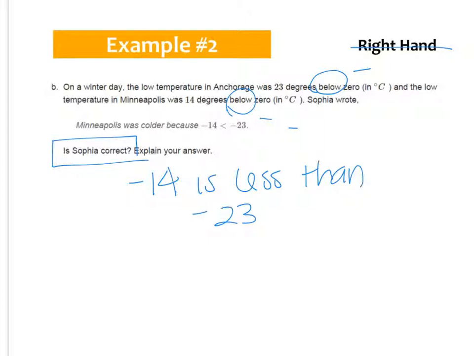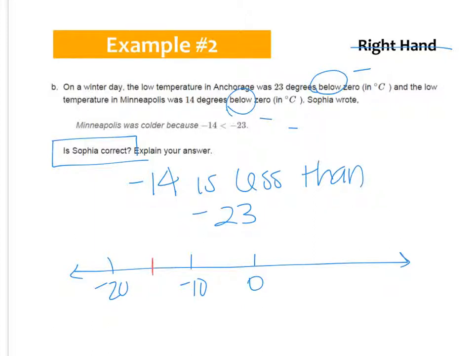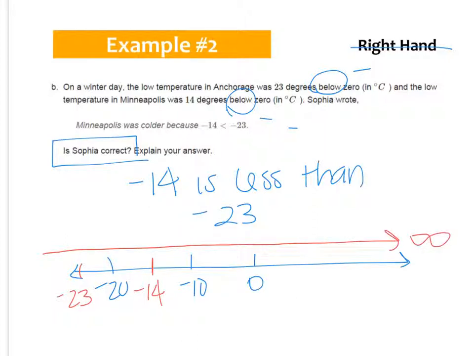So what did you think? Is Sophia correct? When I make a number line and start at 0, I'm going to do -10, -20. I know that -14 is going to be somewhere right here, and -23 is going to be right over here. As I'm moving towards infinity, I notice that 14 is closer to it. 14 is closer to 0 and also closer to infinity. So that means that -14 is greater, and Sophia was wrong. She said that -14 is less, but that's wrong.